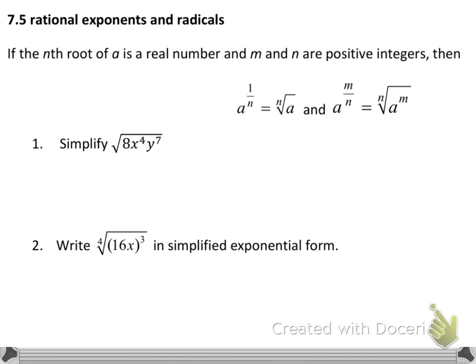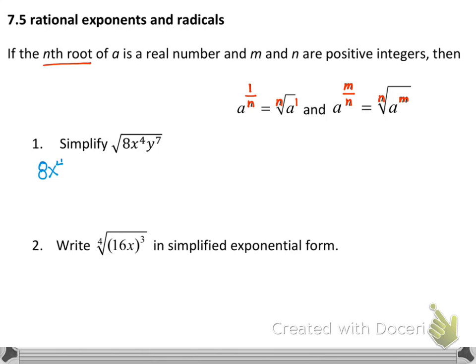7.5 Rational exponents and radicals. A radical is something such as a square root. So looking at radicals, basically we write that as an exponent that's a fraction. So the square root is going to be equivalent to raising to the 1/2 power. Third root is going to be raised to the 1/3 power.